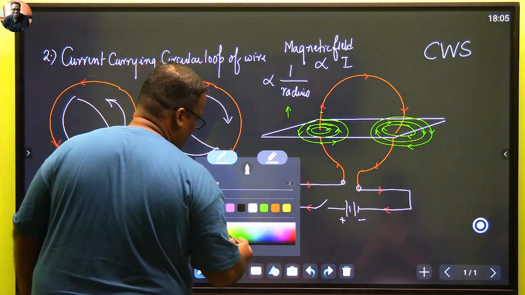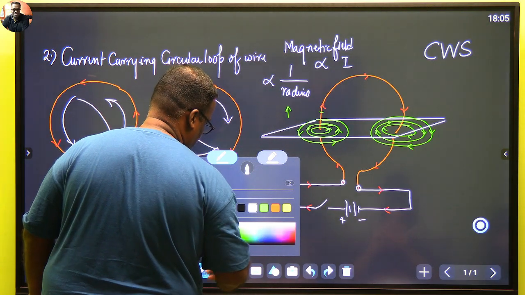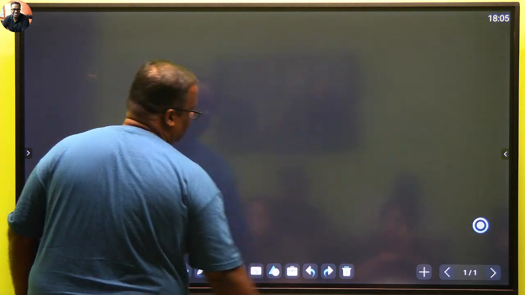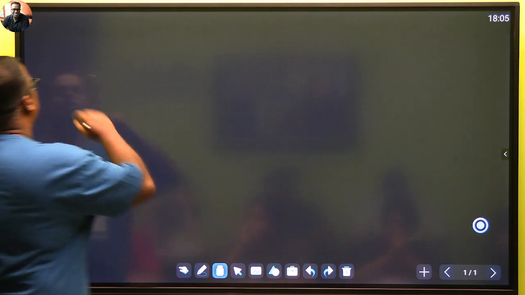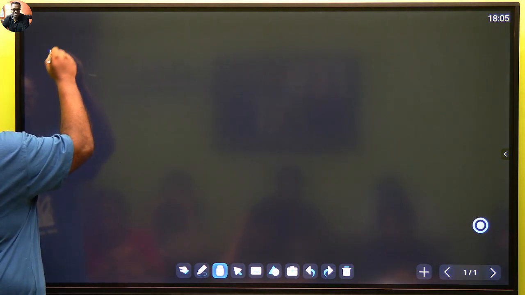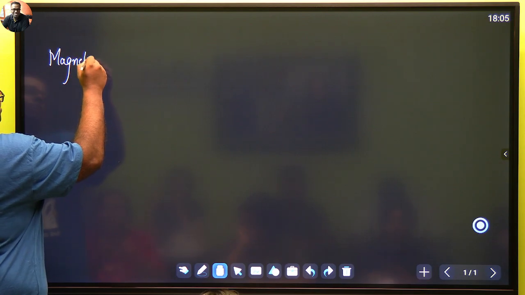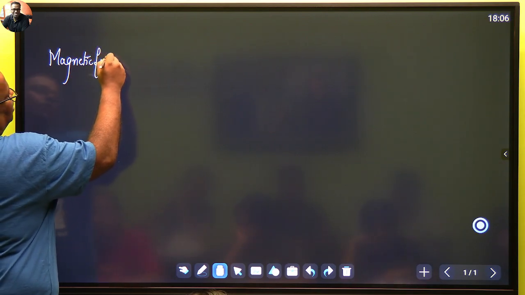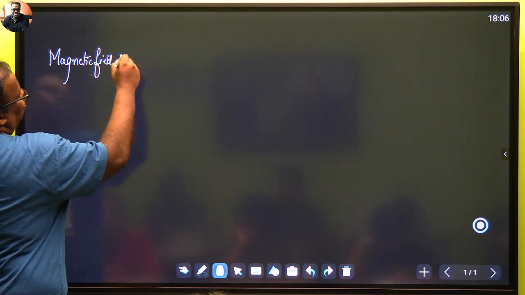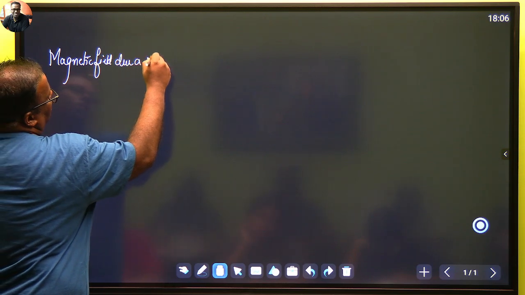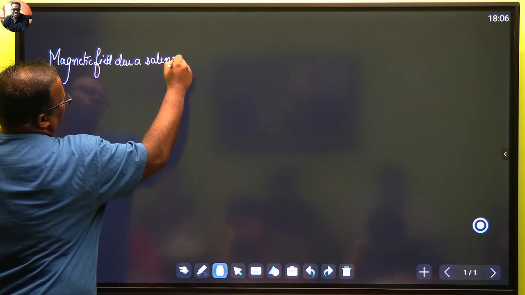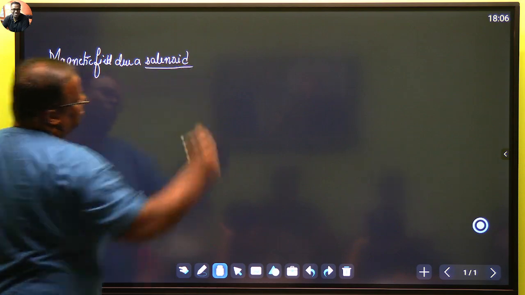There are no numericals in this chapter for you. No numericals. Right. The next one is magnetic field. Everything you will study numerical with in grade 12. Magnetic field due to a solenoid. SOLENOID. So first of all we have to learn the solenoid.